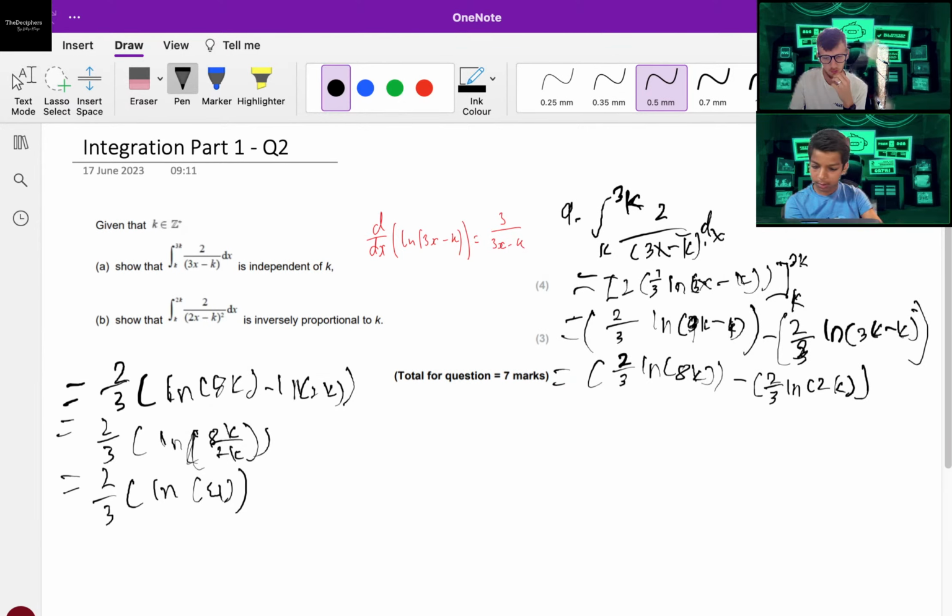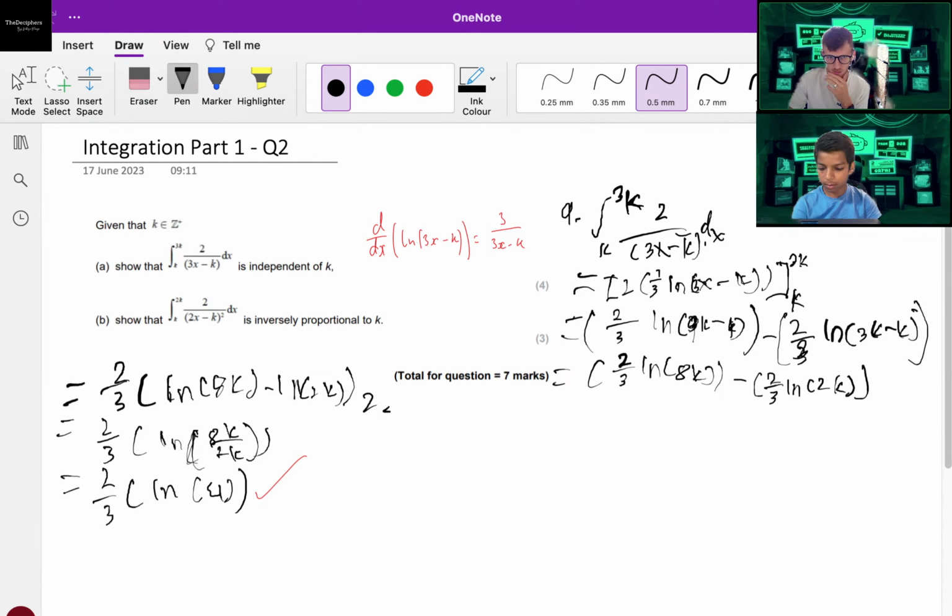So then we can move on. That's it, yeah. Brilliant. Okay, part B? Part B, yeah. So part B is a very similar integral, but this time it's the integral between 2k and k of 2 over (2x minus k) squared. A little bit tricky this time. Integrating that, we're showing that it is inversely proportional to k this time. So not independent of k, but inversely proportional.